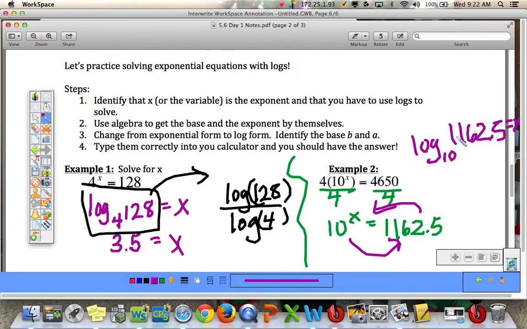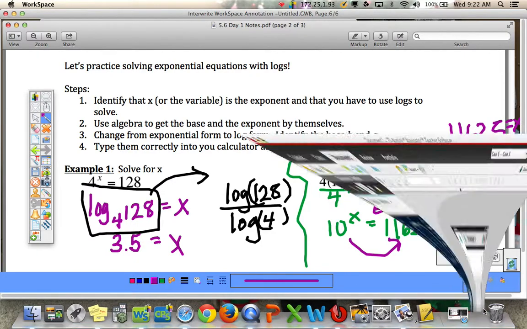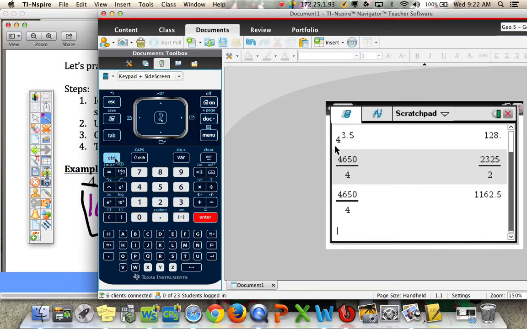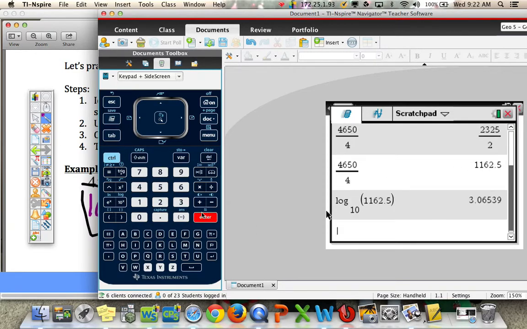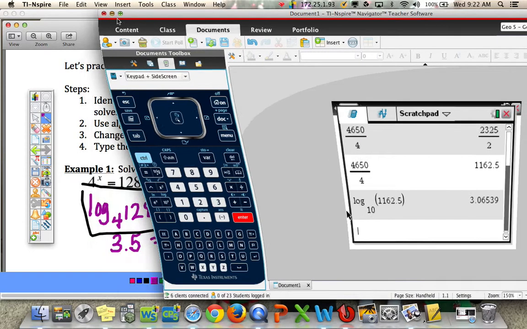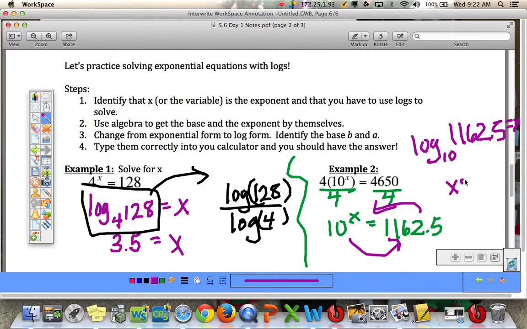Notice x is by itself. If you have everything on one side, you can just type it right into your calculator. So let's do that. Log base 10 of 1162.5. Or I can use the last answer key. Instead of typing this in again, I can hit Control negative, and it will type that in for me. And here's our answer, about 3.065. So x is about 3.065.